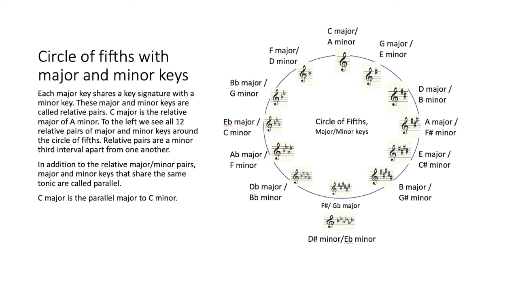Relative pairs are a minor third interval apart from one another. In addition to the relative major and minor pairs, major and minor keys that share the same tonic are called parallel. C major is the parallel major to C minor.